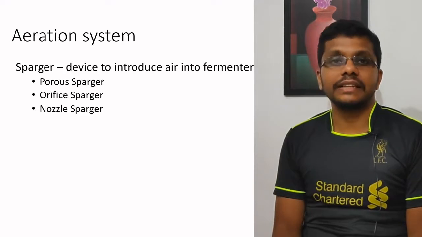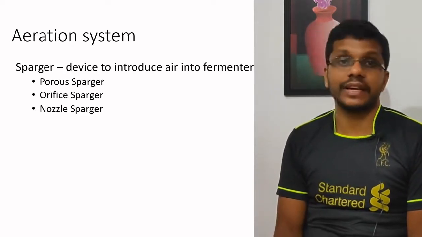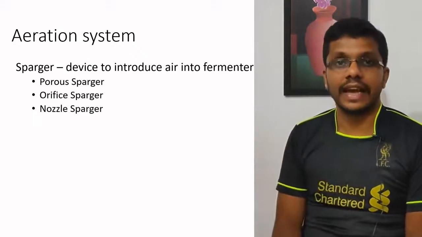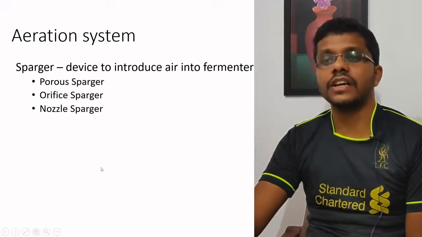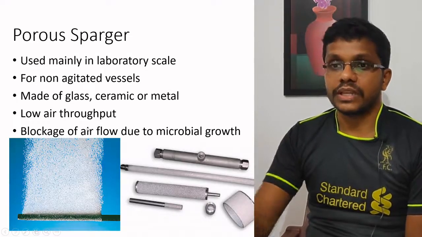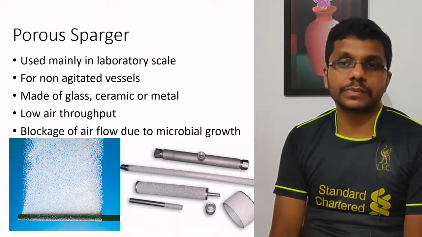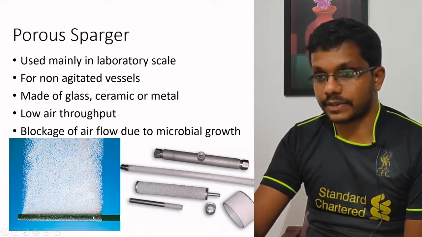One other thing is that the air we are using for aeration needs to be sterilized, and in most cases we are using filters for sterilizing the air which is used for aeration. So we have different types of spargers to introduce air into the fermenter. The most basic type of sparger is called the porous sparger. You might have seen this type of sparger in aquariums and so on.